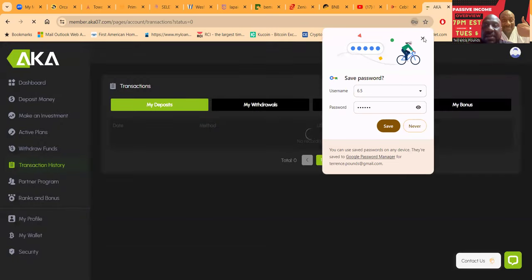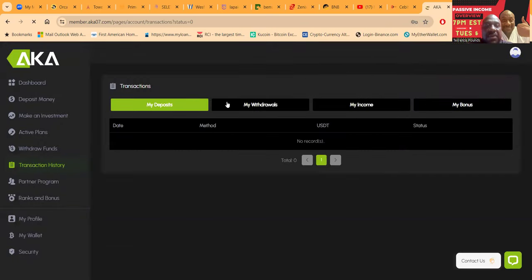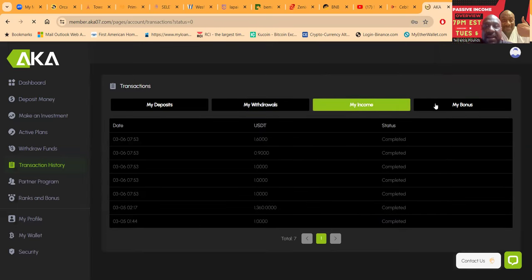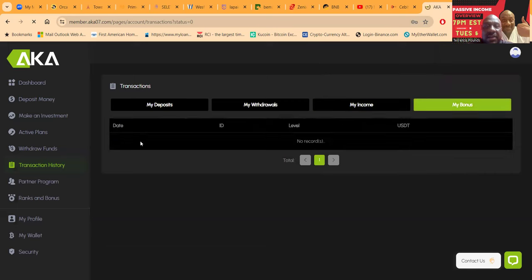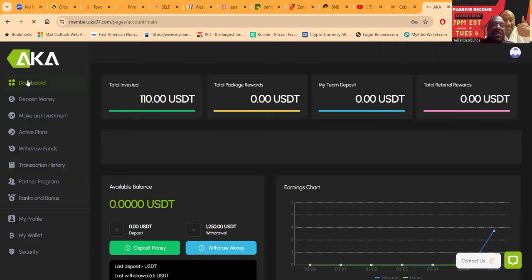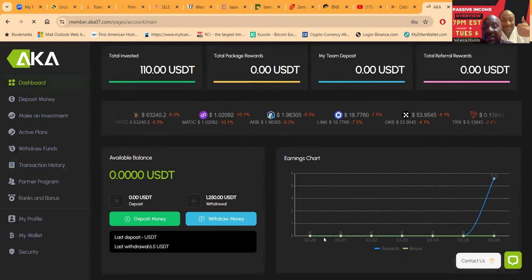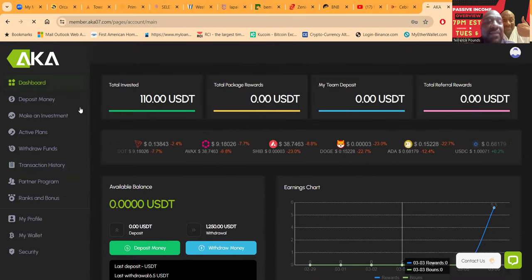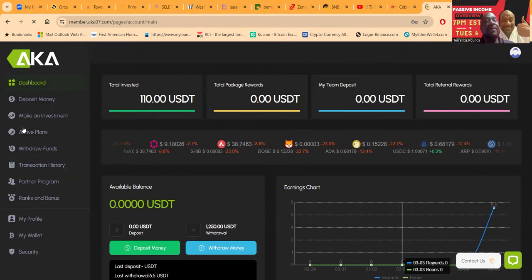You can look at the transaction history over here nice and easily, folks. My deposits, you can look at my withdrawals. This was my first one. You can look at my income coming in, and you can look at bonuses, which haven't had anybody sign up. But if and when you do, thank you very much in advance. You see that $6.50 is gone. You'll see the earnings chart, and you'll see my $110 is still earning. And then, folks, you do earn 10% on the first level, 5% on the second level, and 2% on the third level of the people that you do refer.